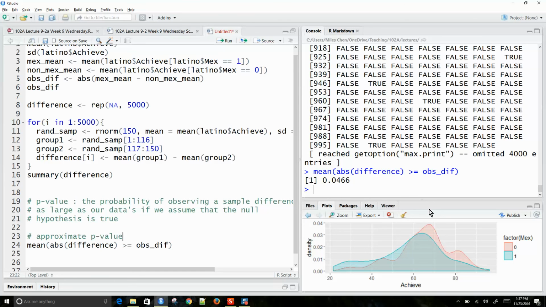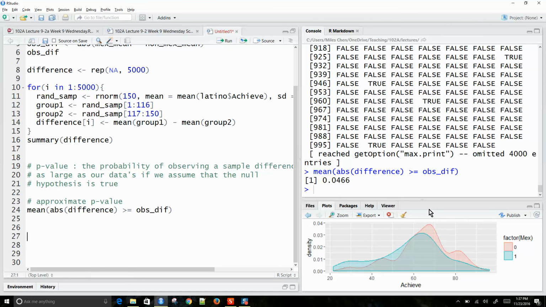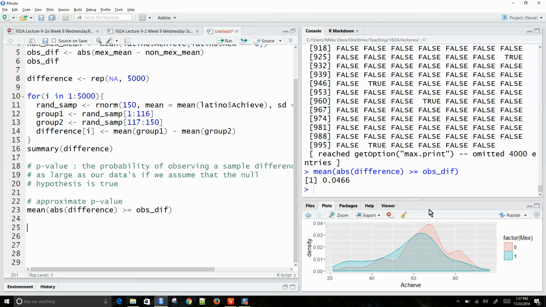This tells us, if I did this by random chance, how often did I get a difference as big as the observed difference I have or greater? So that's what this is telling me. This is a way to approximate the p-value. And we're getting a p-value just slightly under 5%. So it's not super strong evidence that there's a difference, but it's a moderate amount of evidence here.